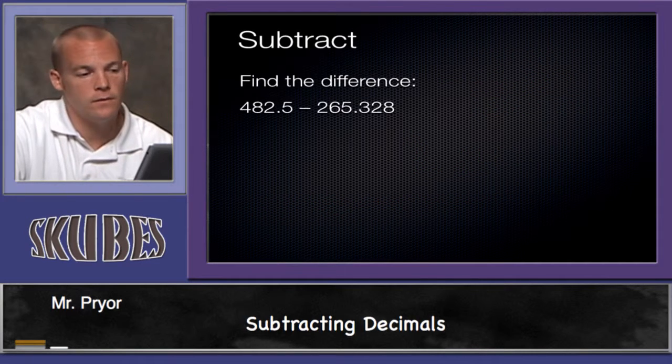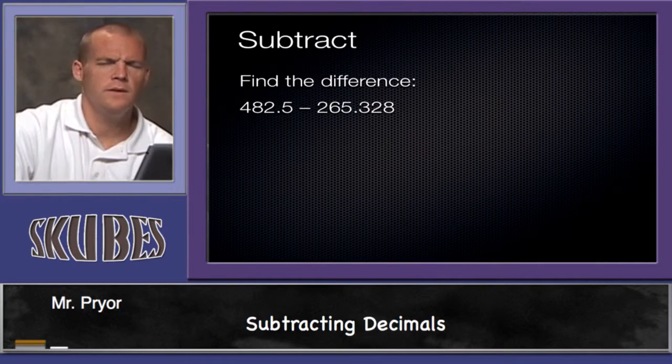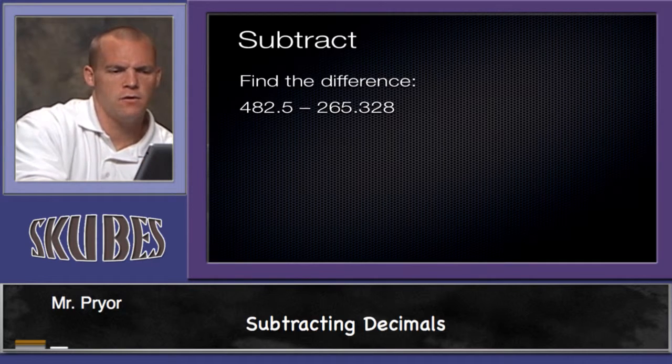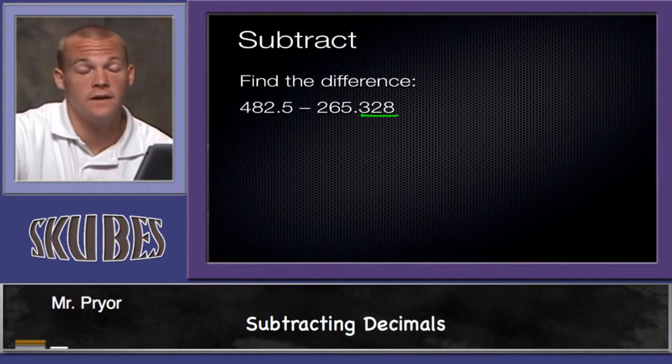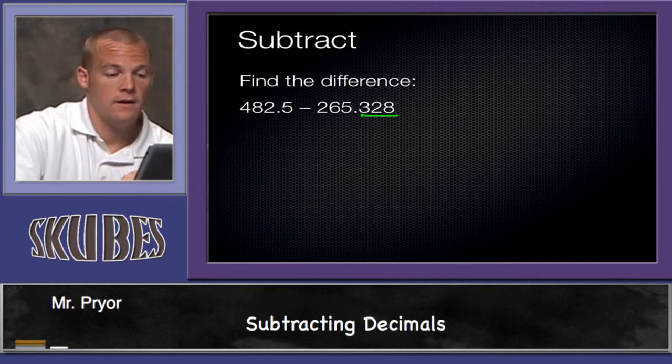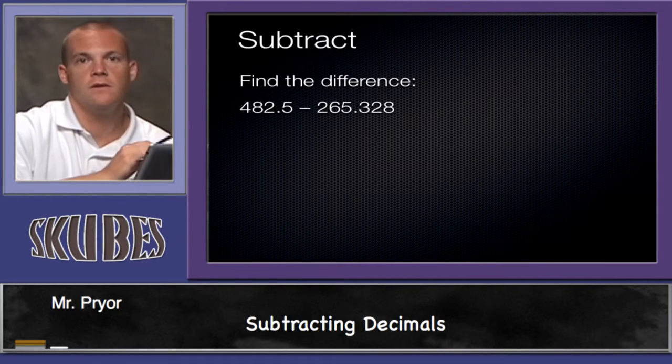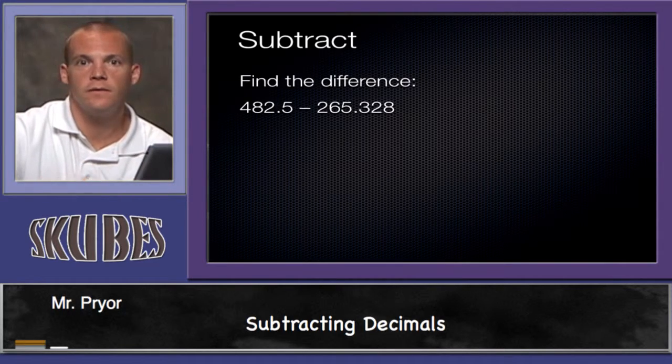All right, another one here. This time you can see that I've put together an example where you have more place values. You got to be careful of that. Make sure that when you rewrite this problem, when you're setting up your subtraction, that you include the same number of place values for both numbers.